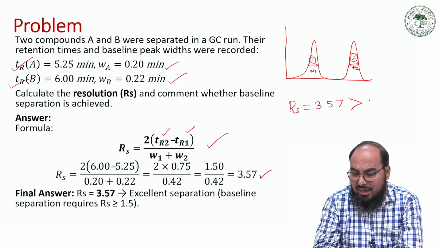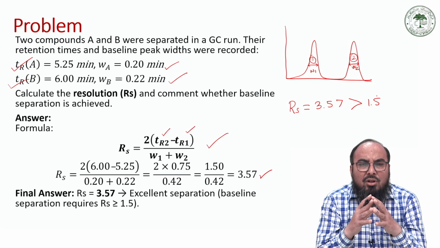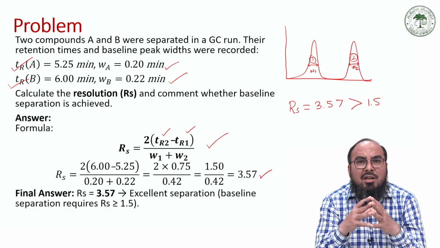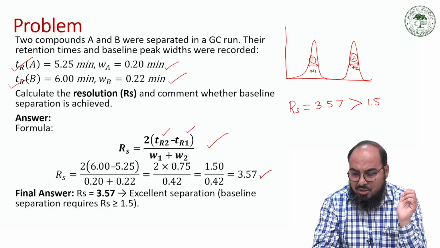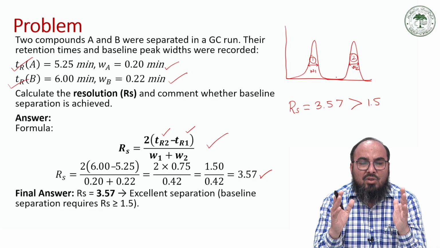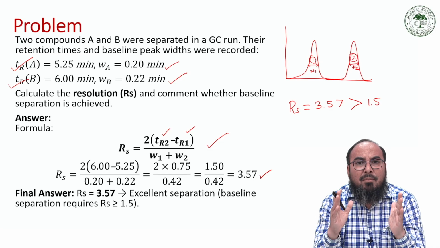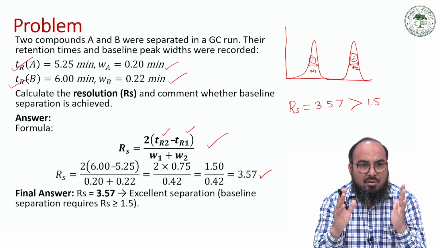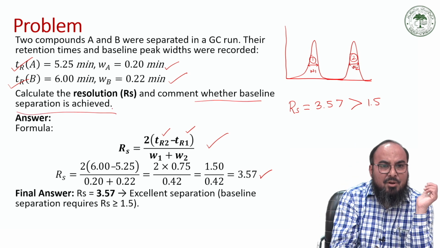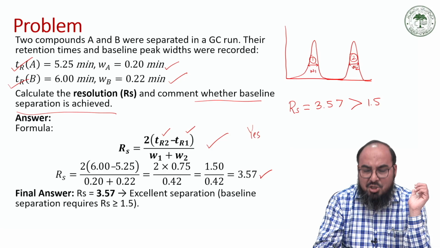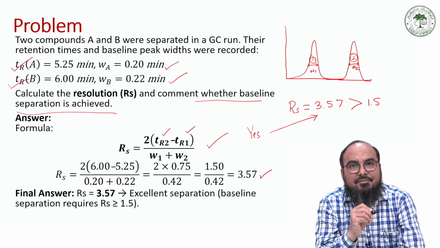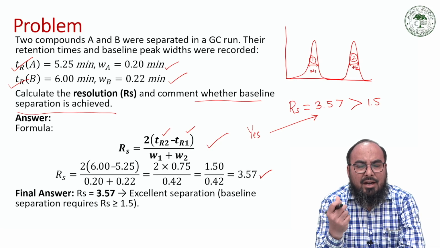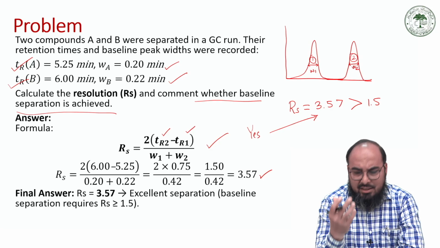3.57 is greater than 1.5. On the basis of this RS value you can say that you have a very good baseline separation. You can see that the two peaks are differentiated straight from the baseline. That is called baseline separation. So whether baseline separation is achieved? Yes, baseline separation is achieved on the basis of the value of 3.57. So this is how you calculate and tell how efficient your GC run is.